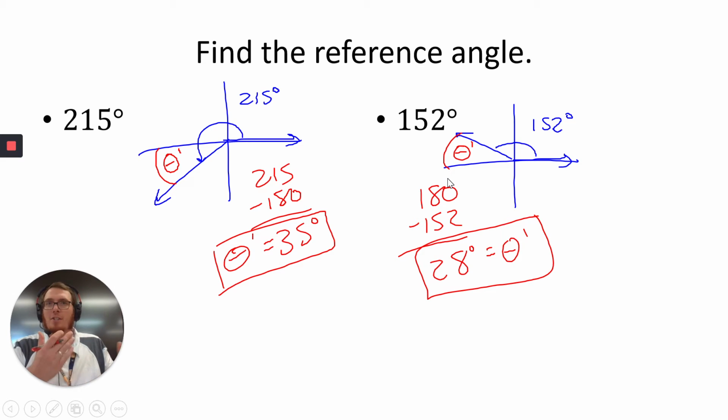In quadrant 1, it's just itself. In quadrant 4, you would do 360 minus the angle, because the whole way around the circle minus the angle would give you what's left. But you need to be able to find reference angles very quickly as you're looking at these scenarios.